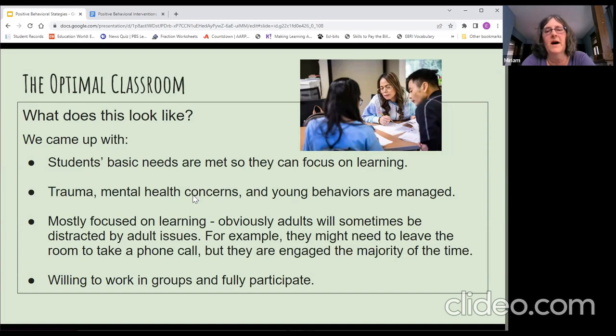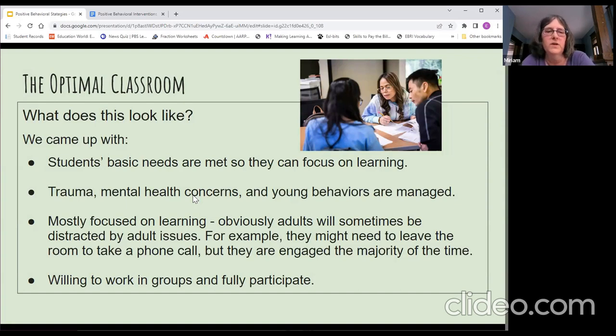In an optimal classroom, obviously, we can't do anything about people's past experiences with trauma and mental health concerns. And certainly we like our young people, but they're young, and we can't really have those things getting in the way of classroom community or interrupting excessively. In our optimal classroom, we want people to mostly be focused on learning. We understand about adult issues. We really do understand about phone calls at times. But as teachers, you want the majority of the time in the classroom to be spent teaching and learning.